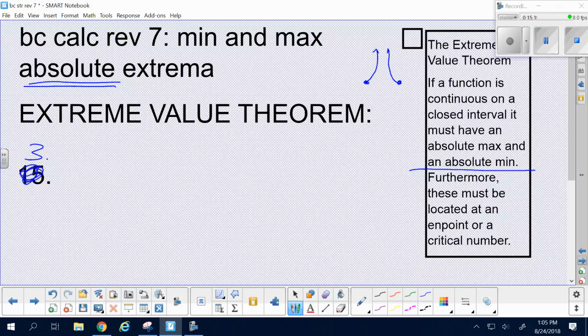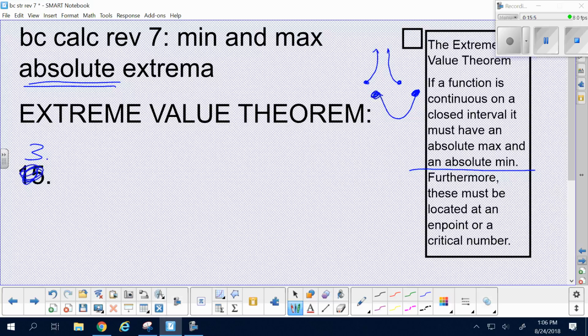Endpoints are helpful in ensuring, does this guy have an absolute max if it's left to its own devices? No. Does it have an absolute min? It does, but it's not guaranteed to have both unless it is closed. Okay, something like this. Now, once it meets those two conditions, then it must have an absolute max.